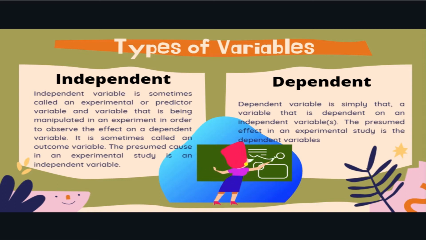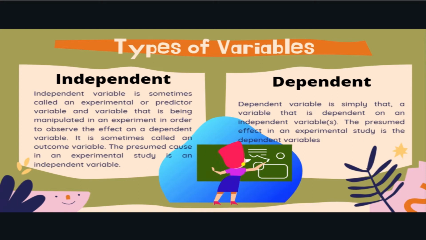Now, let's tackle the types of variables. We have the independent variable and the dependent variable. The independent variable is sometimes called an experimental or predictor variable, the variable that is being manipulated in an experiment in order to observe the effect on a dependent variable. The dependent variable is sometimes called an outcome variable.